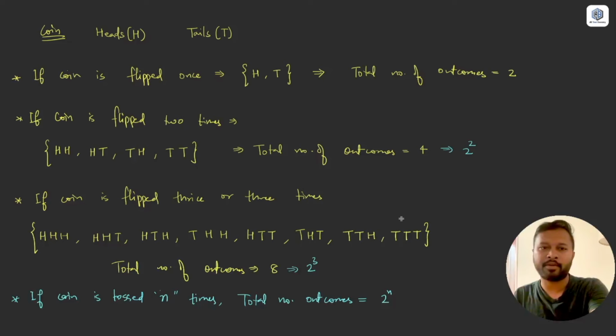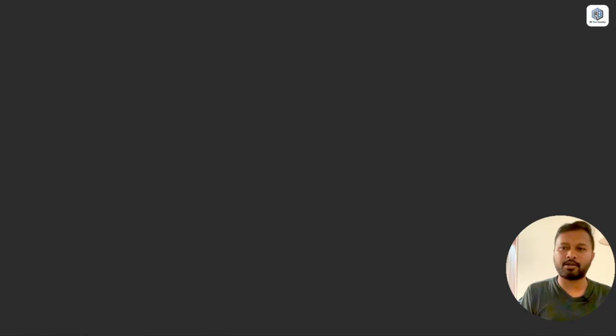The next type is dice. So let's talk about dice now. A dice is something which you might have seen on the thumbnail also. This is a cube which has 6 faces, and each face has certain numbers on it. I think you have already seen a dice like this. So you have 6 faces on this.